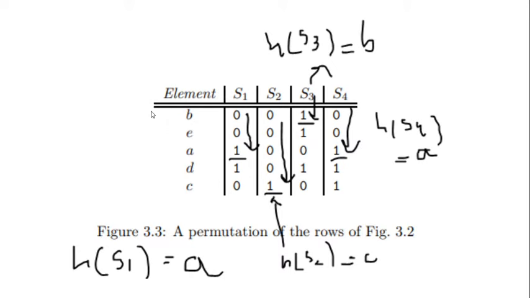As you saw earlier, it was A, B, C, D, and E. Now we've permuted it randomly: B, E, A, D, C. So for each column, we go from the top and keep looking for a 1. Wherever we find a 1, we assign that value to the hash function of that column. So hash of S1 equals A, hash of S2 equals C because there's a 1 there now. And we keep looking from the top. S3 has a 1 here, so it's B. And hash of S4 is A because the first 1 that comes in the column is here and it maps to this element. So you can see the idea is fairly simple.